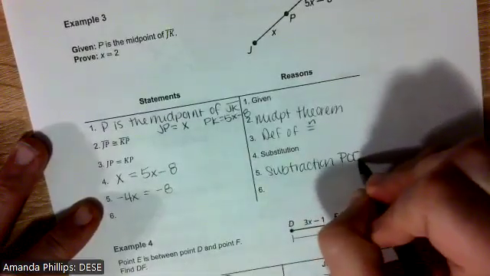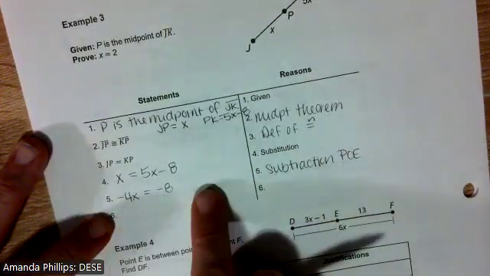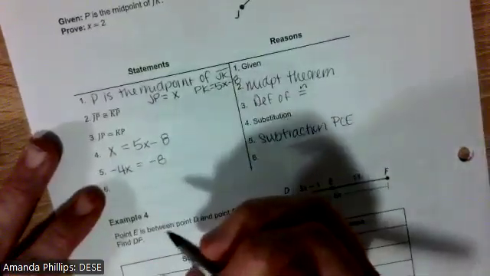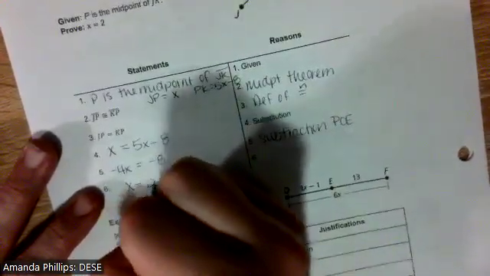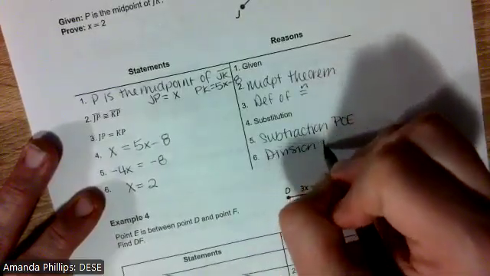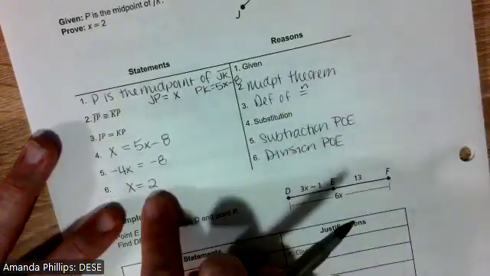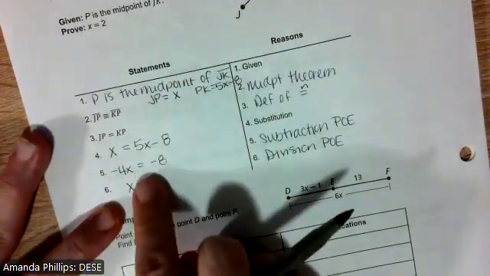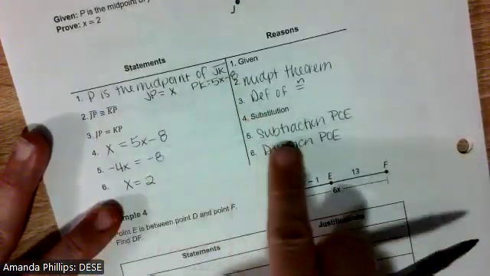POE. All right, and then how would I solve this? I would divide both sides by negative 4, and I would get x equals 2, and that would be my division, POE. Ta-da! We proved it. We got down there using only true statements.